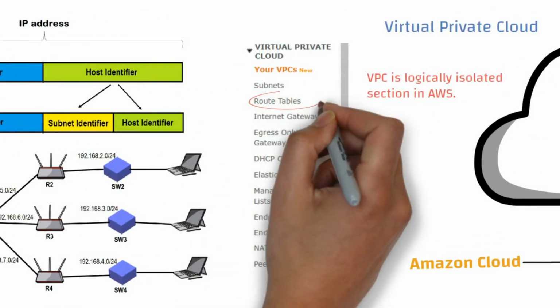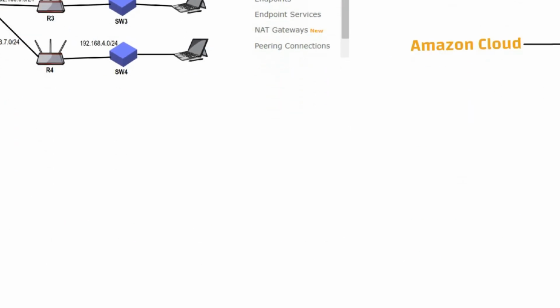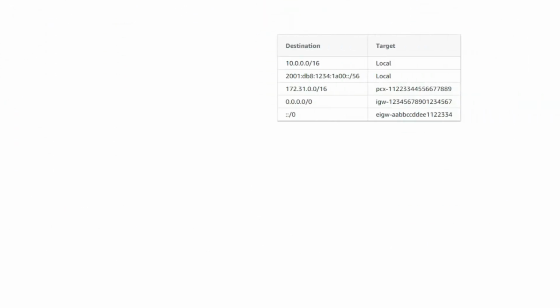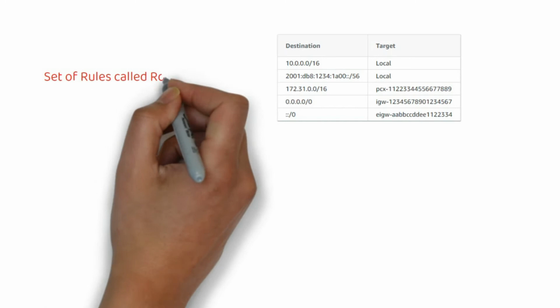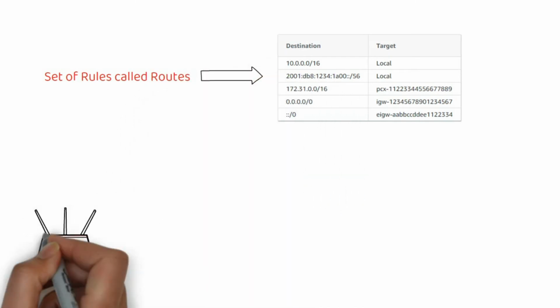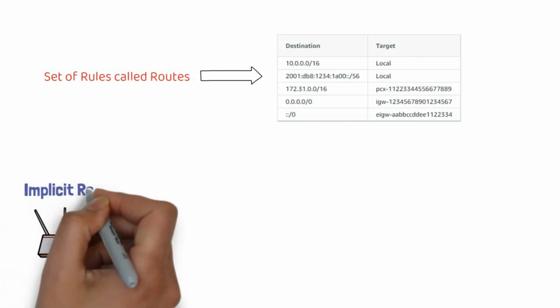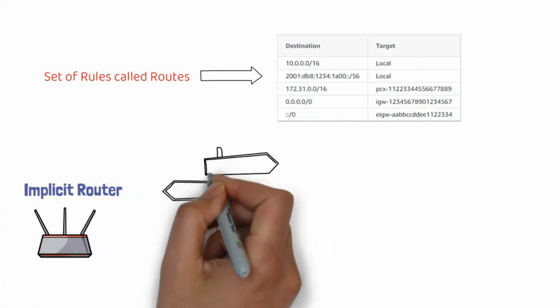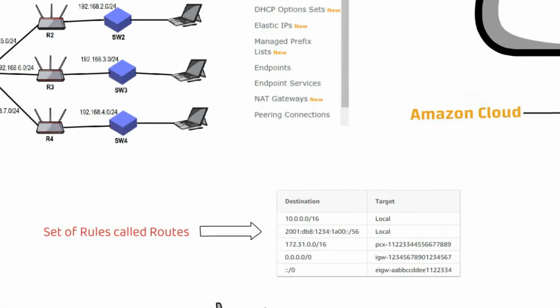Next is route table. A route table contains a set of rules, called routes, that are used to determine where network traffic from your subnet or gateway is directed. Each VPC has an implicit router, and you use route tables to control the direction of network traffic.